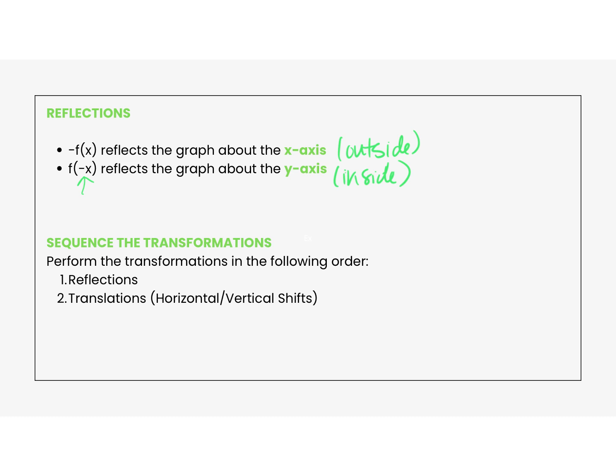Okay, and when we talk about our transformations, we're going to now have reflections and then horizontal and vertical shifts. So that's the order that we perform them. We do the reflection first, whichever one it is, and then perform the translation.